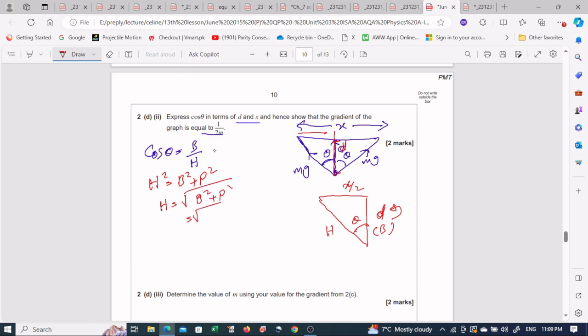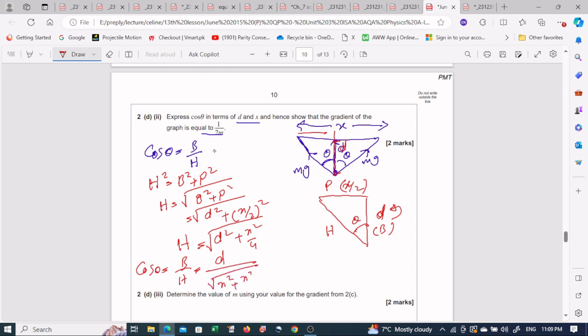So under root of base square, base is d, from the diagram you can check d, and perpendicular is x over 2, x over 2 whole square, perpendicular square. So d square plus x square over 4, under root. So here is the value of h. So now we can write cosine theta is equal to base over hypotenuse. So base is d, small d, hypotenuse is under root d square plus x square over 4. So this is the cosine theta. So I say this is question 1.